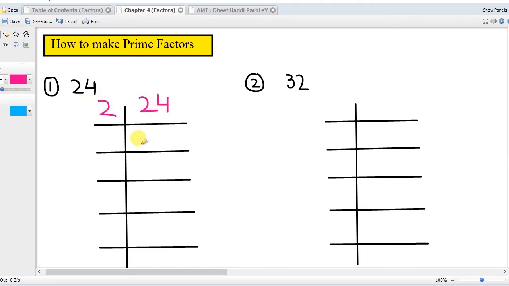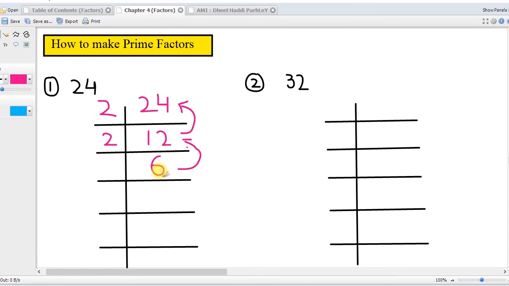So 2 times what number is 24? 2 times 12 is 24, right? This is how we are going to solve it. Now next, look at this number, this is 12. 12 comes in the times table of 2, so stick to the times table of 2. 2 times what number is 12? 2 times 6 is 12, right?